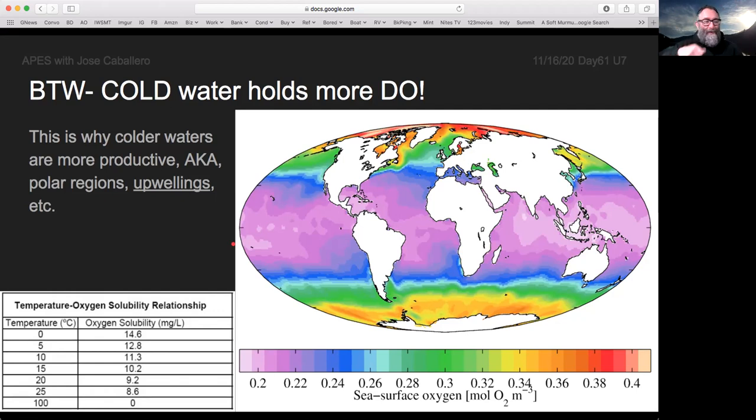It's funny, like if you're trying to melt honey in water for tea or whatever, you would want hot water. So this might be counterintuitive. You can see on this little table in the corner of your screen that if you get water up to 100 degrees Celsius, it won't hold any oxygen. And if you get water right next to freezing, it will max out at almost 15 parts per million. All right.